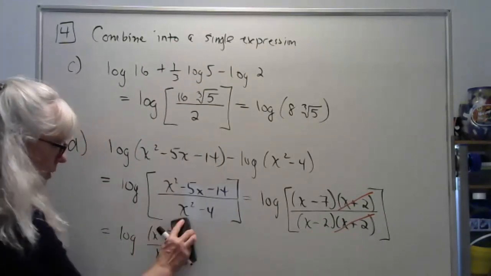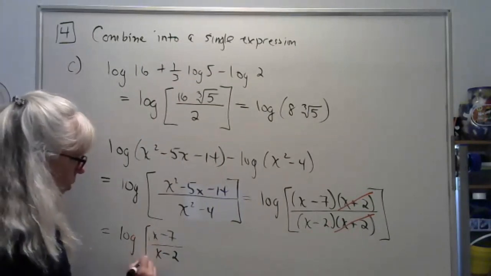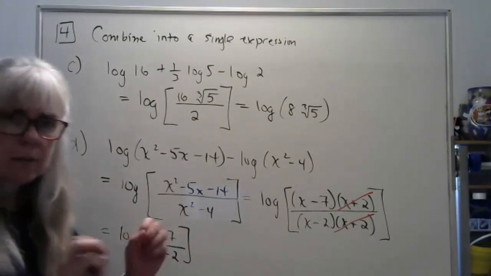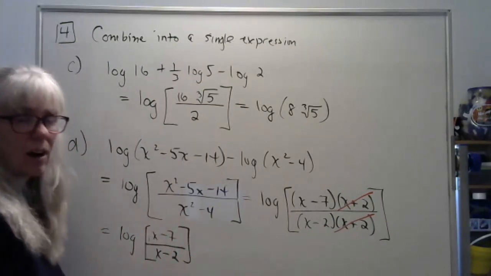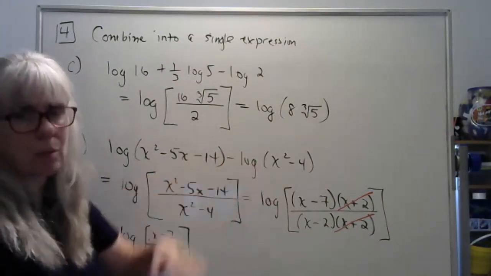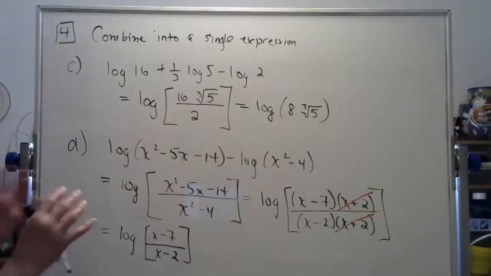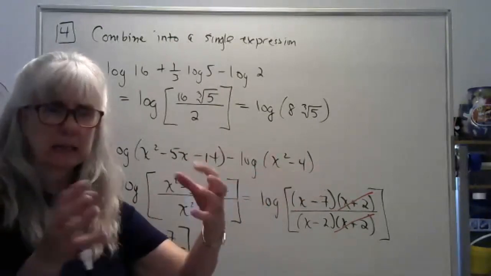Actually, I don't need those parentheses anymore. But you do need a bracket or parenthesis around the entire thing. And I have a feeling that when you're typing in your answers, it's already going to have the log and a bracket there, and probably already have space for a numerator and a denominator. So now we've combined. We took multiple terms and made them into a single one. So we've gone both ways: we've expanded and we've condensed.